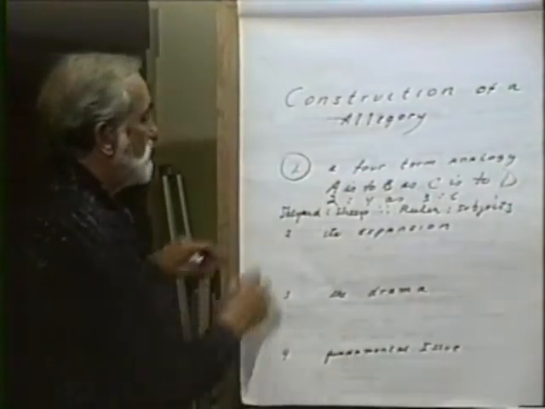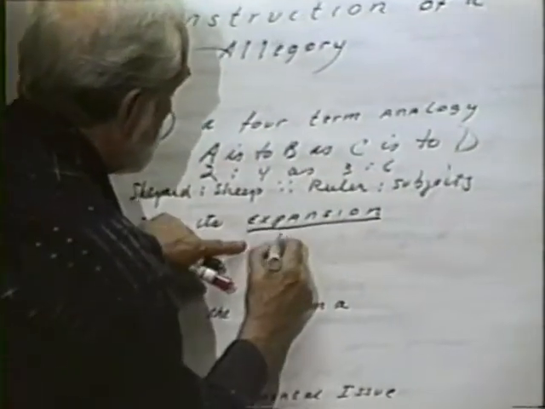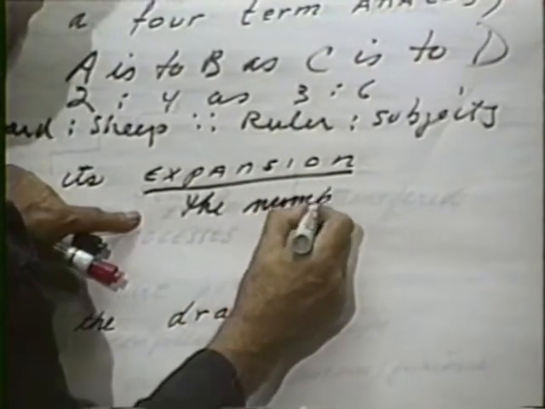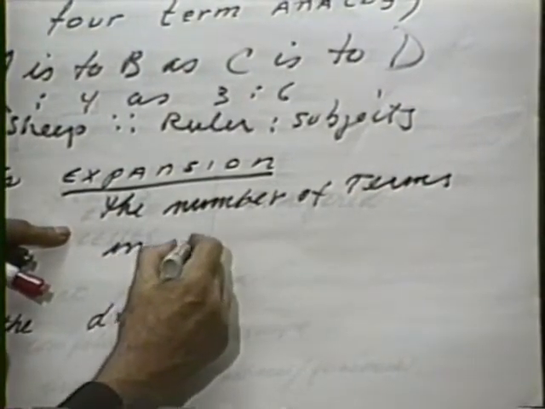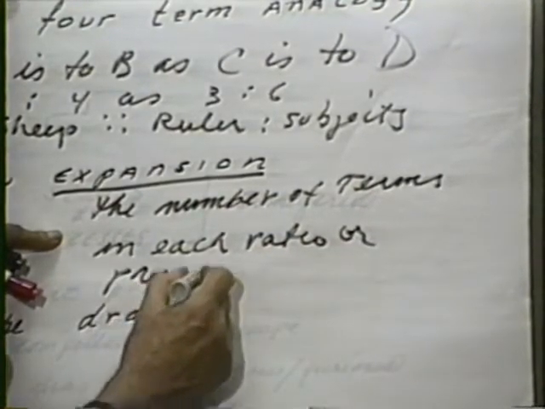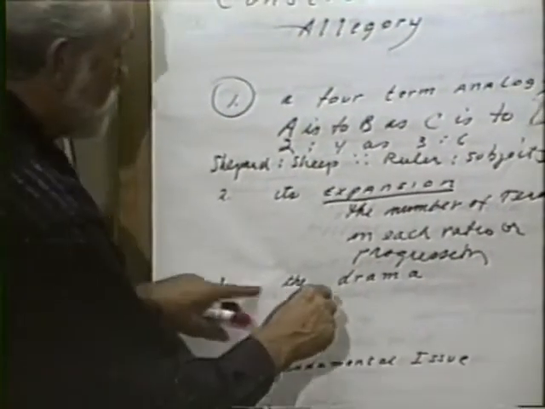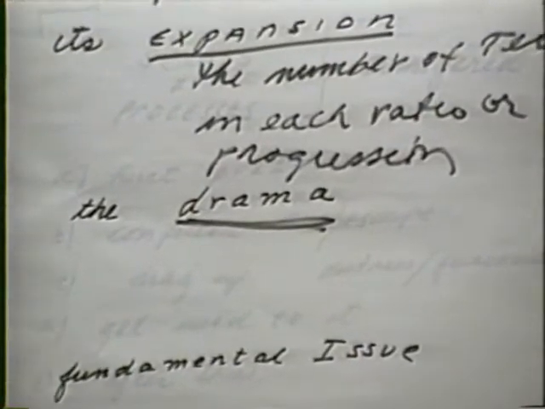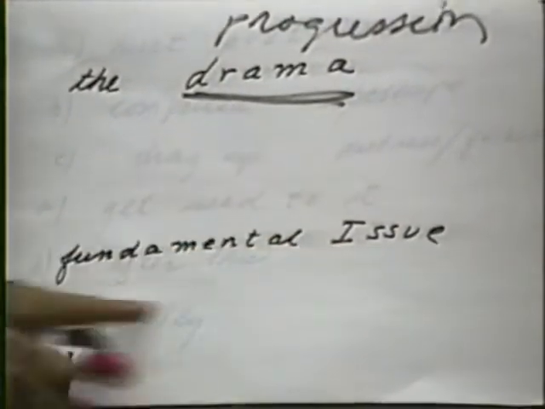All right. So first, you start with your first four terminology. Then you have to expand the number of terms in each ratio or progression. Then, once you've done that, you have to introduce a drama, a storyline, that's going to dramatize a fundamental but most significant issue. These are the four parts of any allegory.